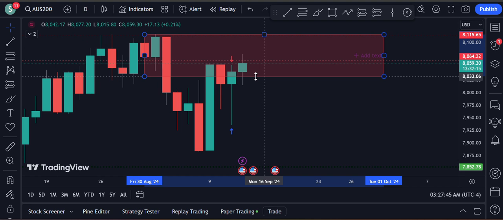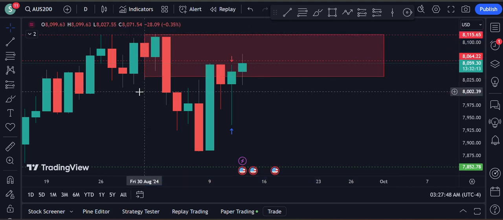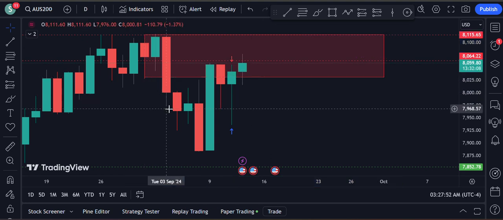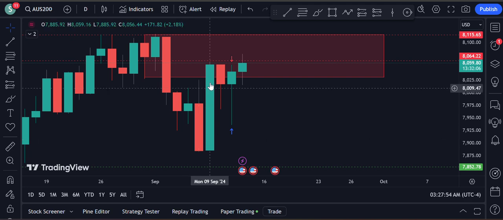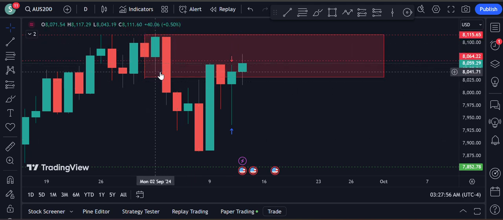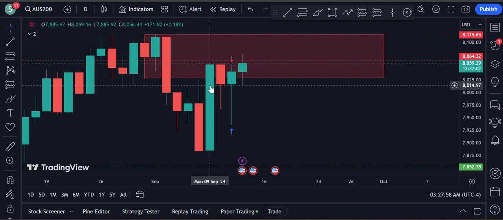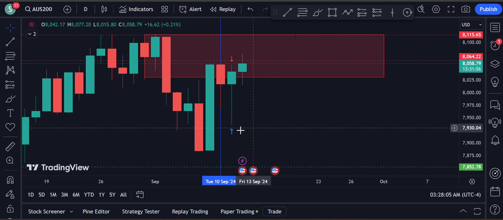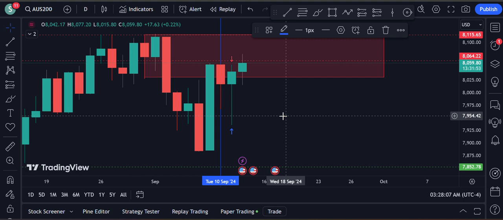So what we'll do is we're going to mark our demand zone week to week. As we can see, week to week we have marked it. And what I did is I waited for the price to come into this supply zone. When price reached this supply zone, I marked this line so that we know where to start looking. After this line we have to start looking.